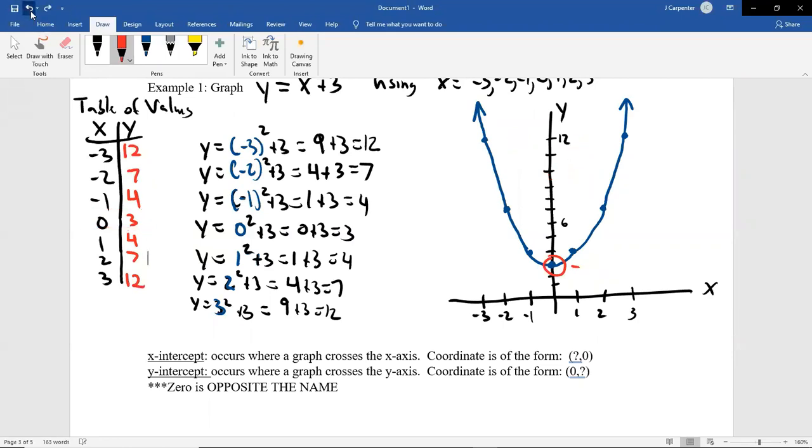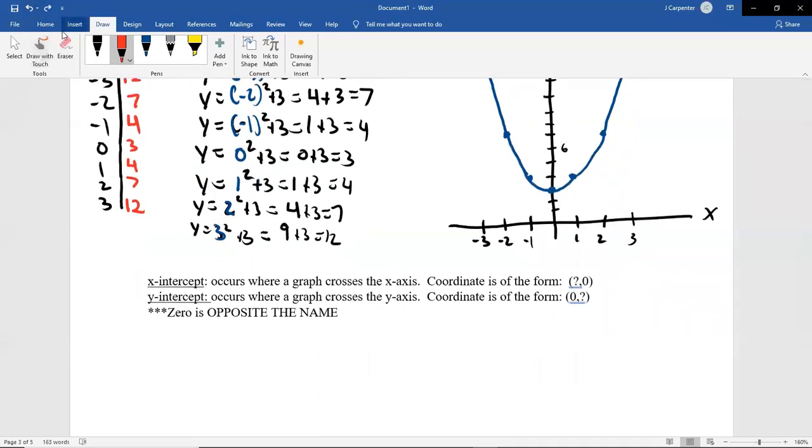There we go. This graph actually does not have an x-intercept. This graph never crosses the x-axis. That's possible. So let's see some examples.